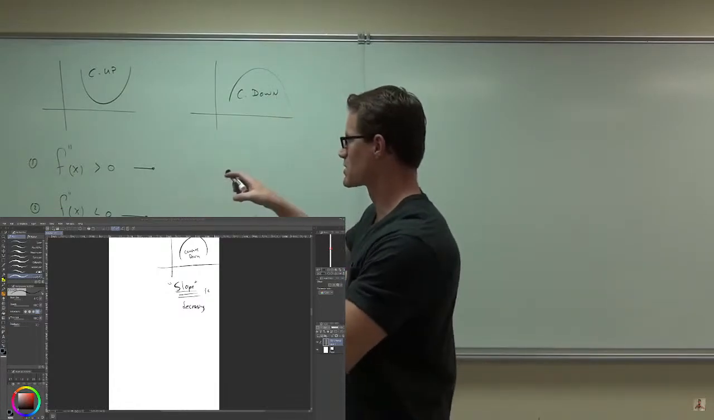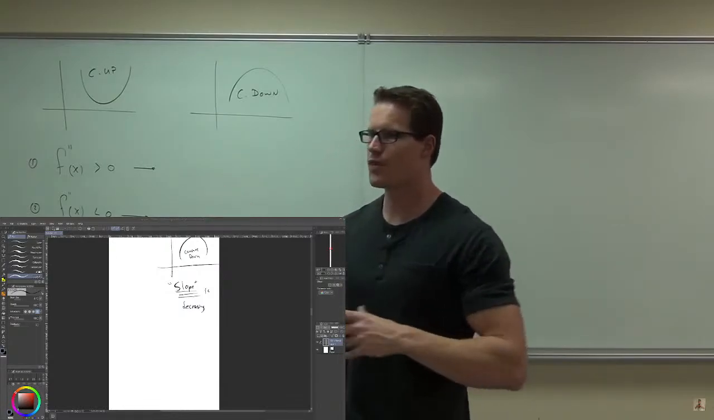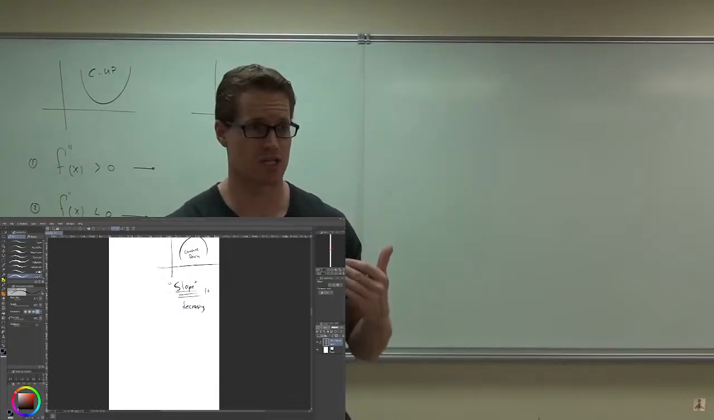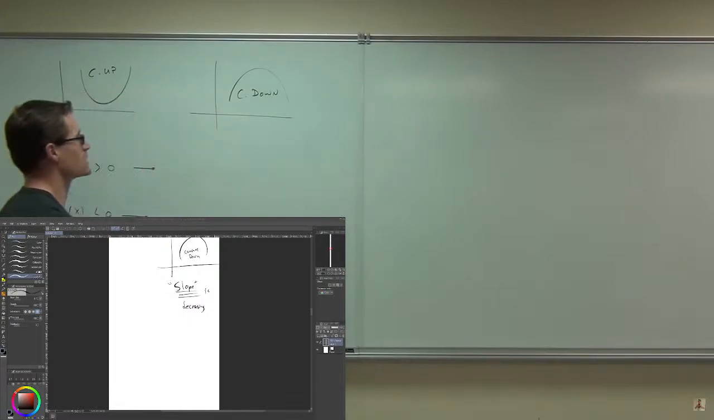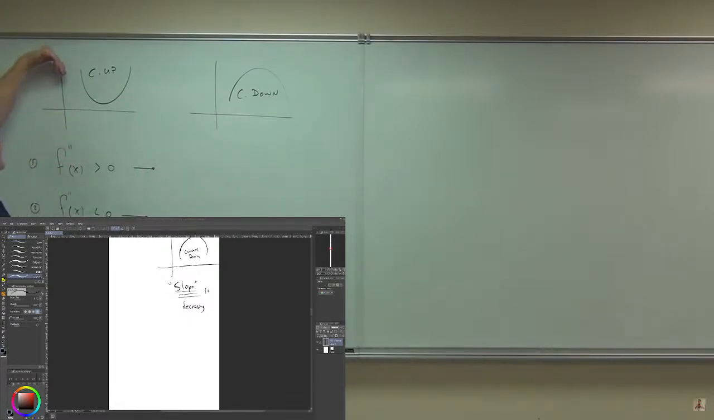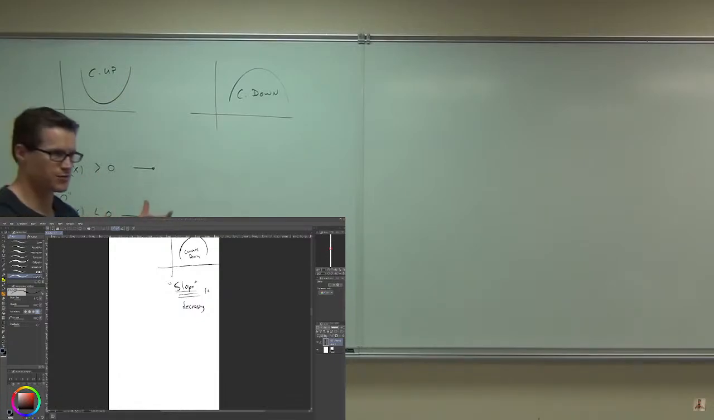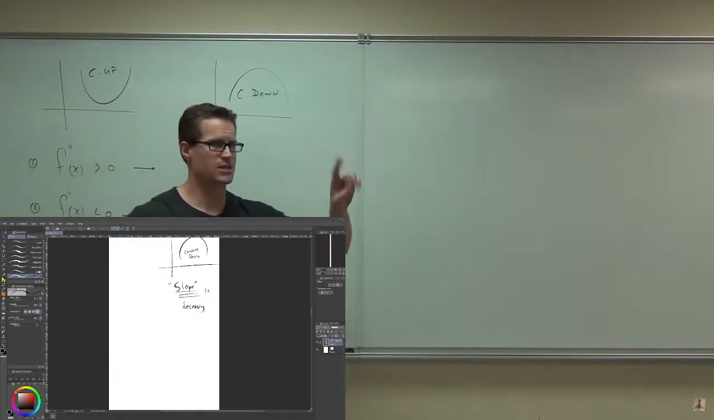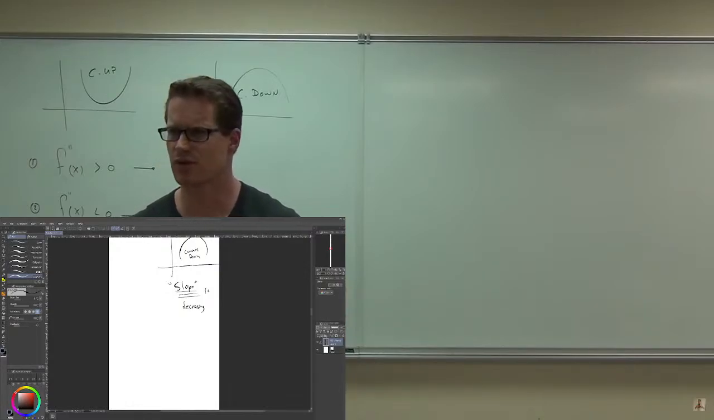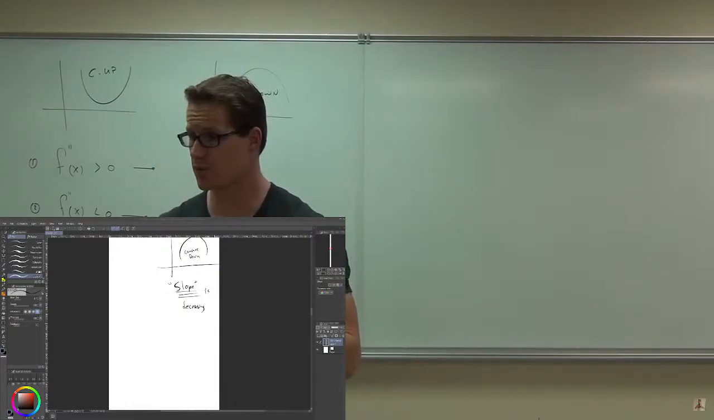So here's what we say. If the second derivative is positive, what that means is the slope is increasing. If the slope is increasing, that means we're going to be concave up. Notice what the slope is doing. The slope is increasing. Does that make sense? So if our second derivative is positive, the second derivative says the slope is increasing. Remember, the second derivative is the rate of change of our slope. You with me on this?